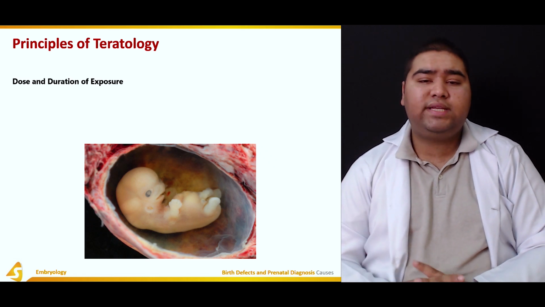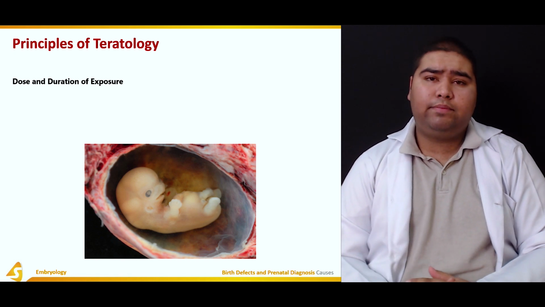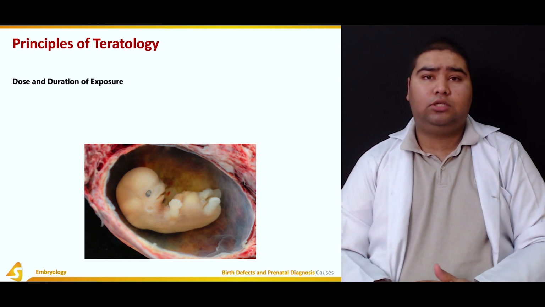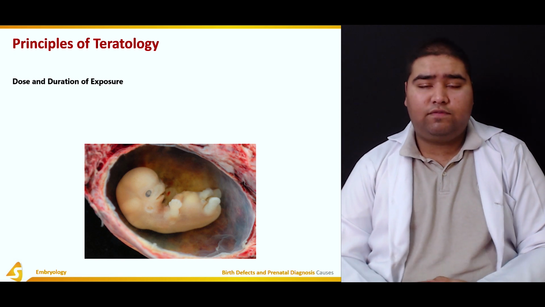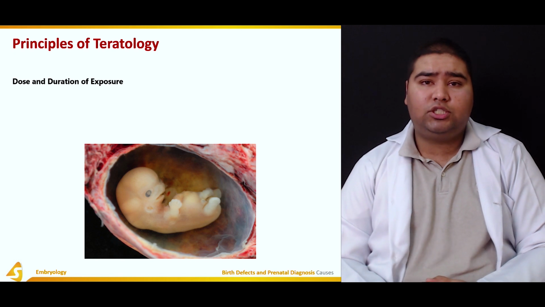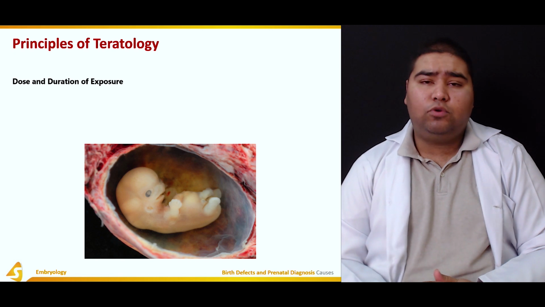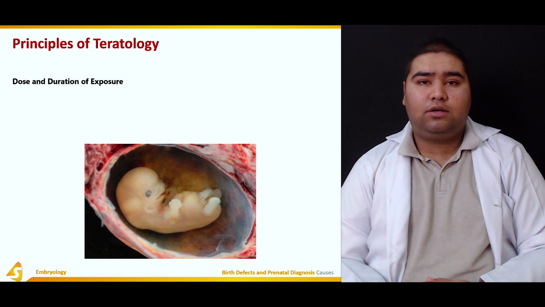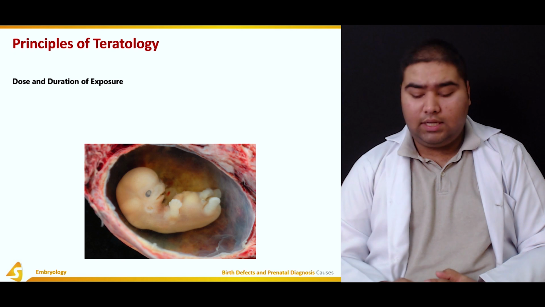Now, dose and duration of exposure. It's simple mathematics basically. There's a direct relationship between dose and duration of the exposure. The greater the dose, the greater the chances of development of the birth defect. Similarly, the longer the duration for which a fetus is exposed to a teratogen, the more the chances of development of a birth defect increase.